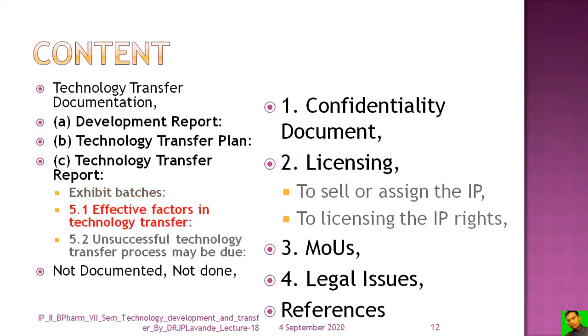Then the effective factors in the technology transfer. Technology transfer can be considered successful if a receiving unit can routinely reproduce the transferred product, process, or methods against a predetermined set of specifications as agreed with the sending unit and or a development unit.